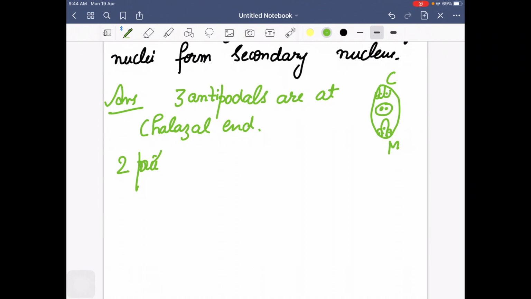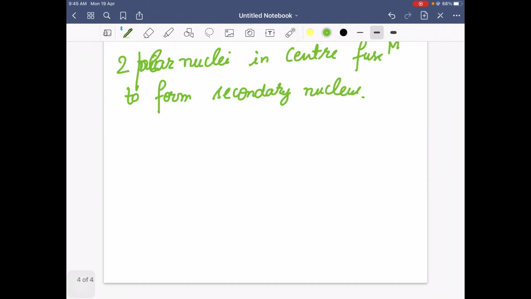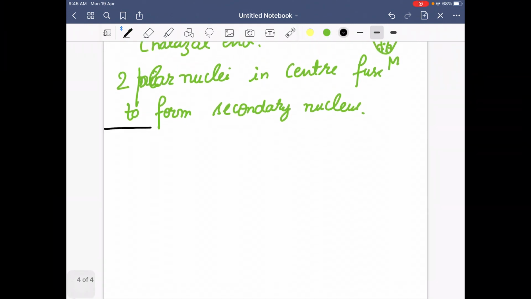And 2 polar nuclei in the center fuse to form, what do they form? Secondary nucleus. So see, if the concept is clear, you can answer any kind of question in any kind of way, right? Because the answer will be the same, only the mode of representation of answering can be different.